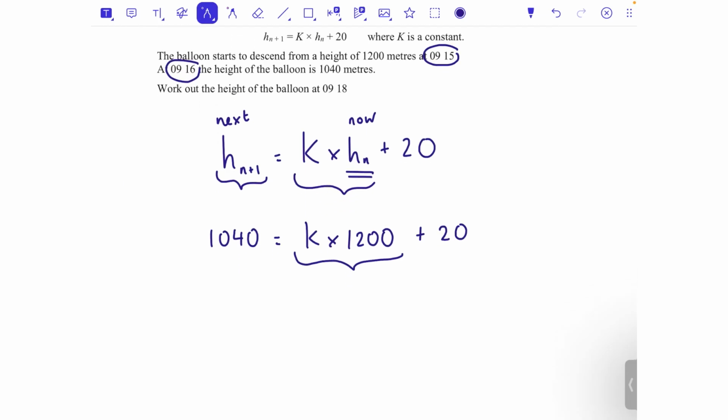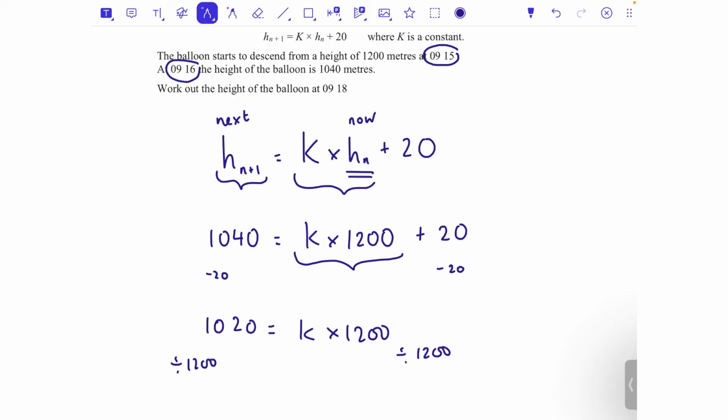Now, the tricky thing here is that we need to work backwards. If we were doing it, we would multiply by k first. So I need to make sure that I save that bit till last. I'm going to take 20 away from both sides to solve this equation. 1,020 is k times 1,200, and then just divide both sides by 1,200.